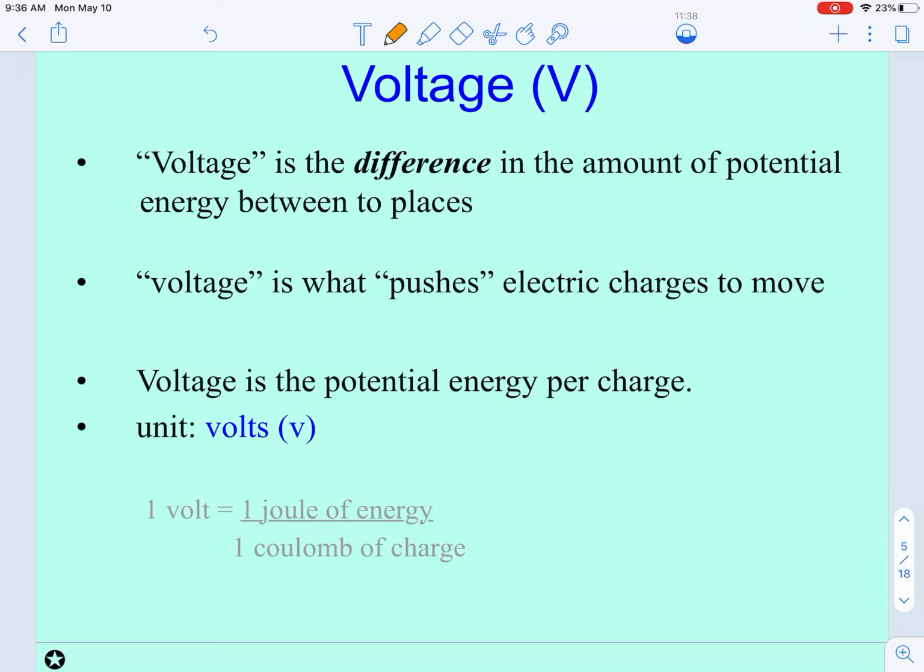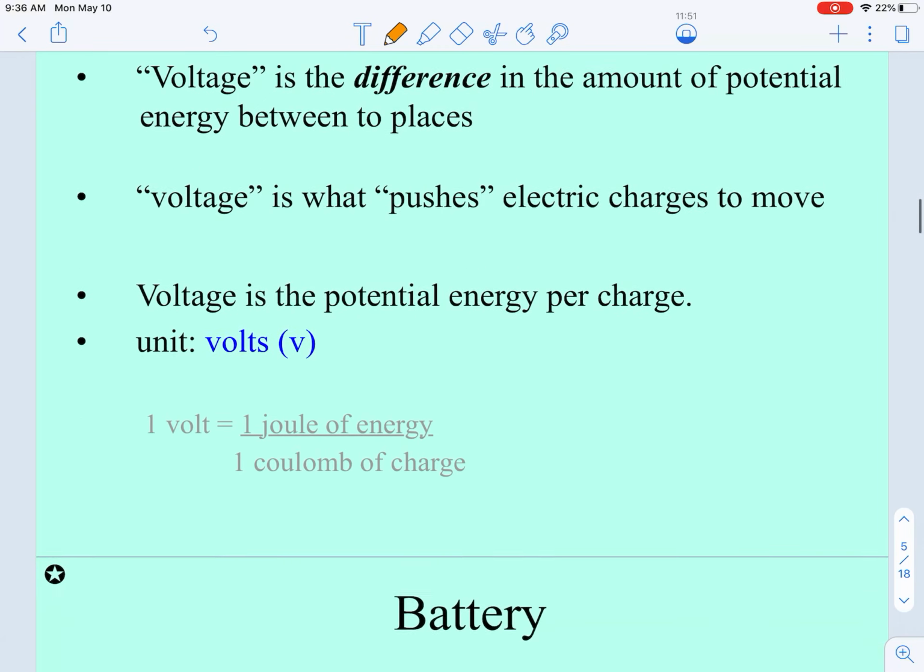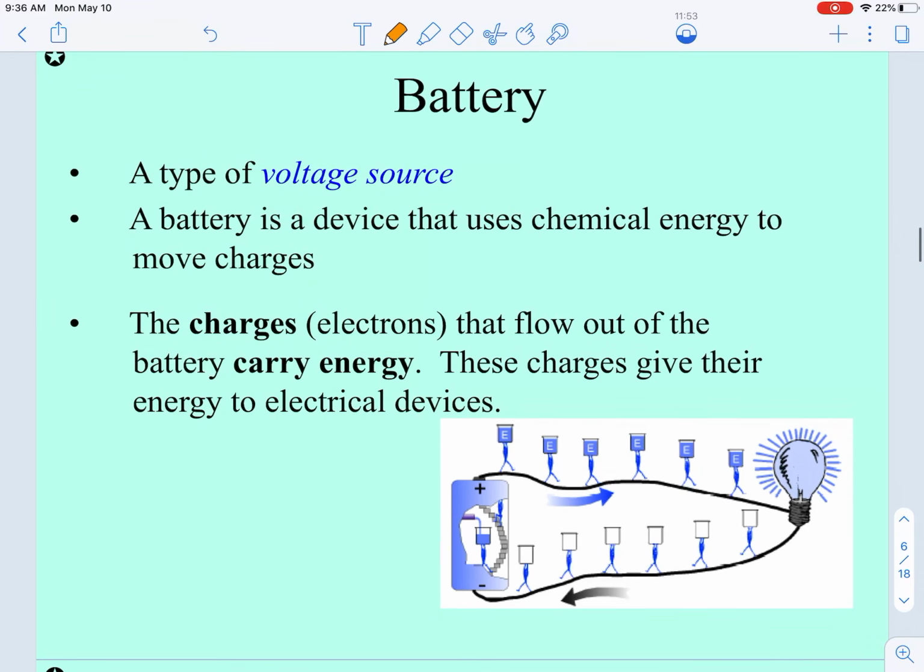Remember, joules is the unit for all forms of energy. Electrical energy is also measured in joules, and we've already established that we are going to measure our electric charge in bundles called coulombs. So this is going to be joules per coulomb is what 1 volt represents.